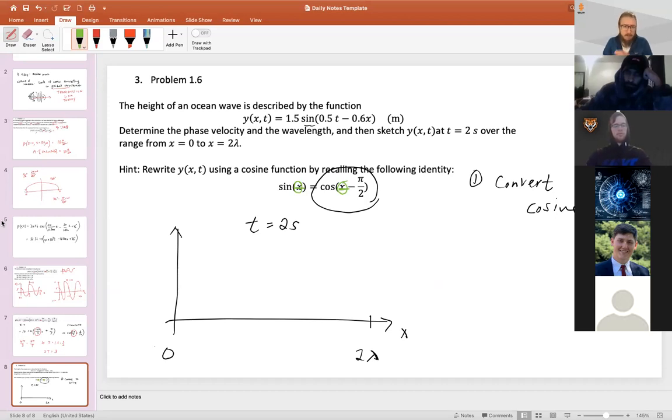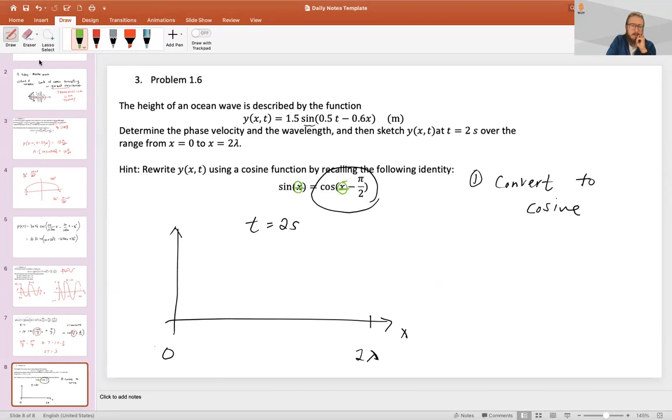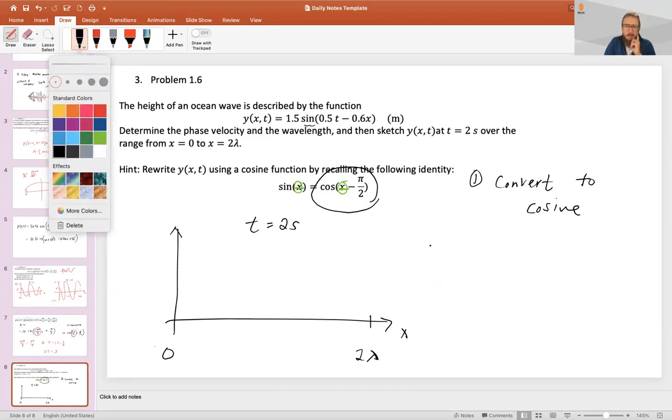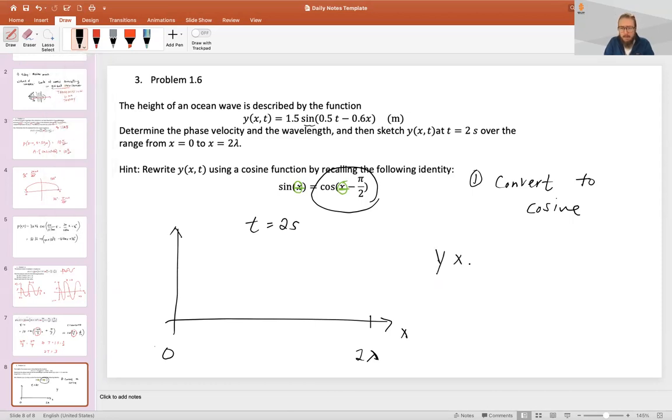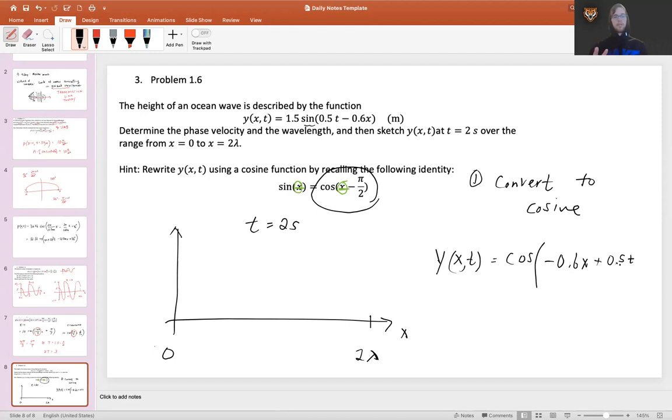All right, so anyone got an answer? What should we have this as? What should be inside of here? I have negative 0.6x plus the 1 from the t portion, and then minus pi over 2. All right. And is there a reason it was 1 instead of 0.5? Because it's at t equals 2 seconds, so 2 times 0.5 is 1.